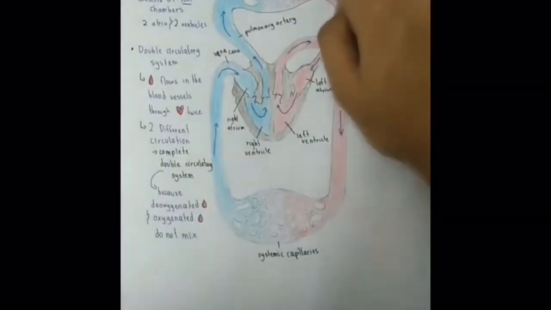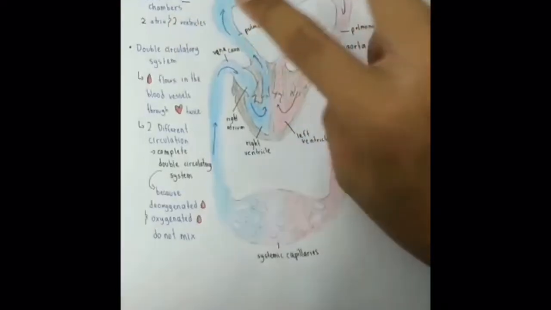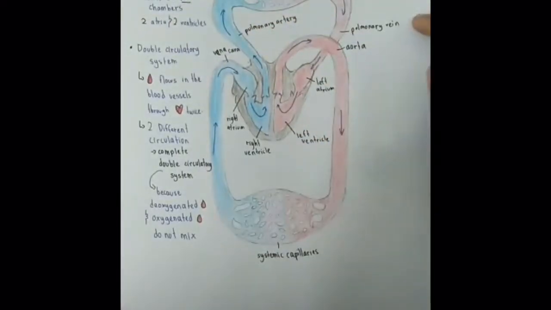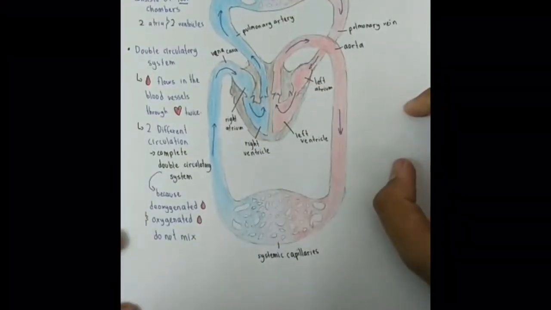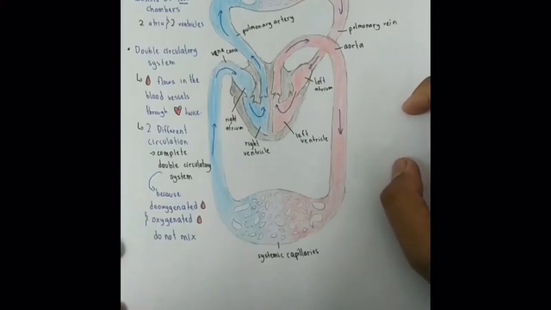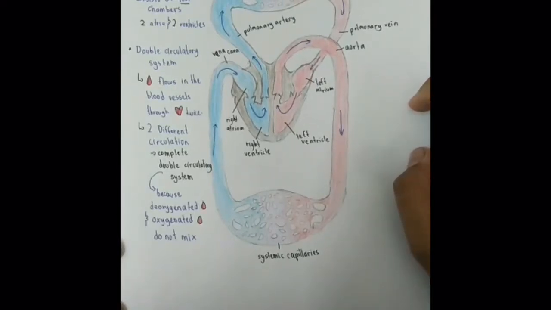Alright, last one, humans. The human heart consists of four chambers, two atria and two ventricles, that are separated completely. Humans have a double circulatory system. That means that in one complete circulatory cycle, blood flows in the blood vessels to the heart twice. As there are two different circulations, humans are said to have a complete double circulatory system because the oxygenated blood and the deoxygenated blood do not mix.